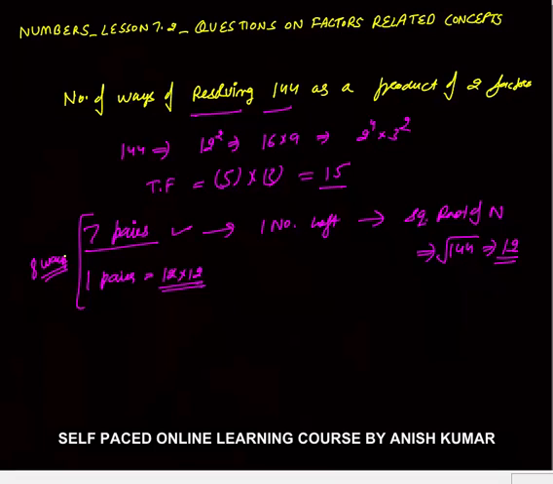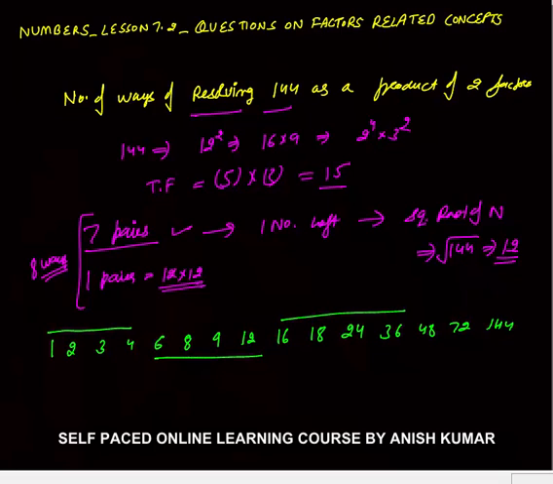I am just explaining in a detailed manner. In the exam you have to answer straight away. So for example: 1, 2, 3, 4, 6, 8, 9, 12, 16, 18, then there is 24, 36, 48, 72 and 144. I think these are 15. Yes, these are the 15 factors of 144.